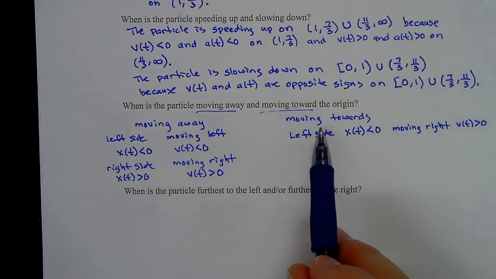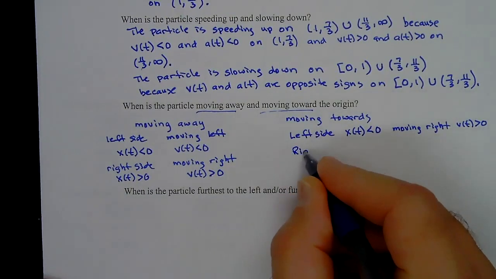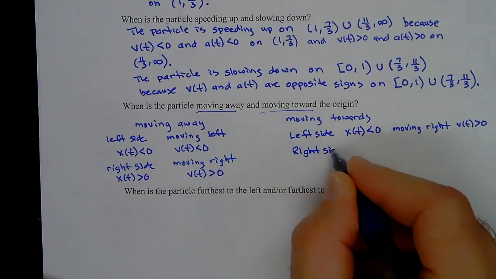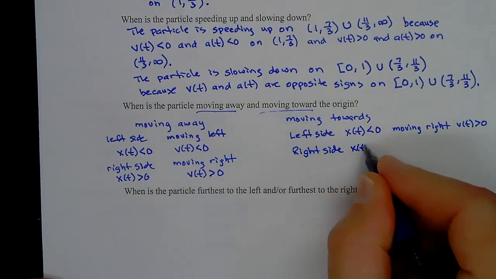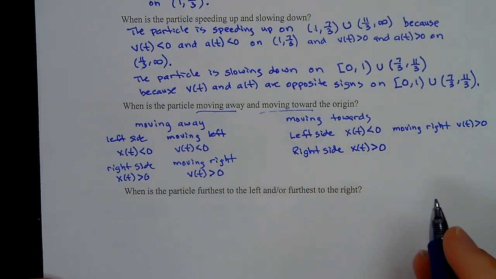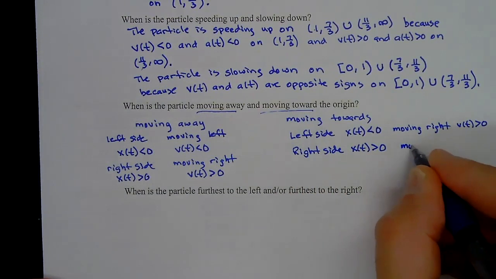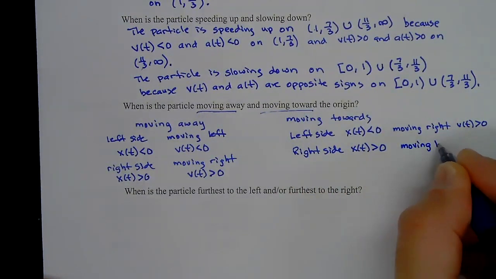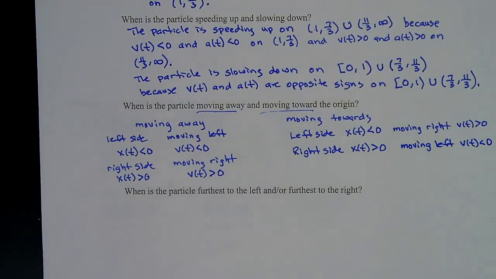Okay, so there's another way you can be moving towards. You could be on the right side, and so then your position function, x of t, would be greater than 0. If you're on the right side, to be moving towards the origin, you'd have to be moving left, which would mean v of t is less than 0. Okay, so you could overlay them on top of each other, and let me show you really quickly.